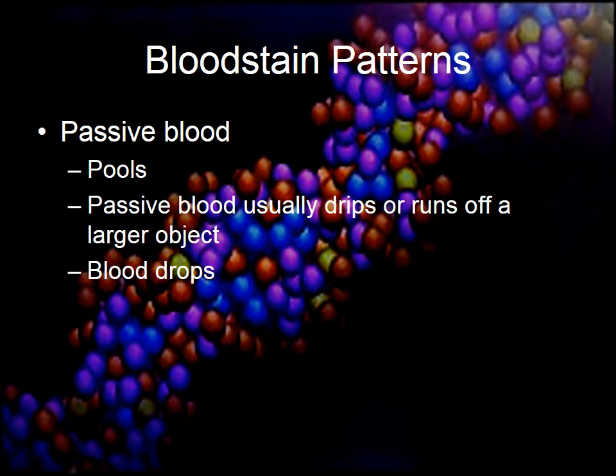So passive blood tends to pool. Again, it just usually drips or runs off a larger object, which could be merely a human body, or it could be an instrument like a bat or a knife or something like that, and it forms blood.